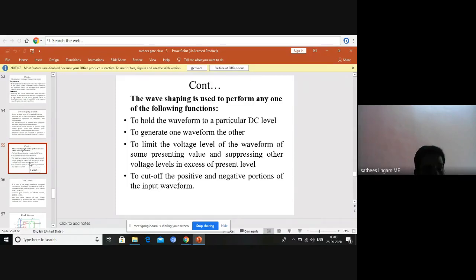Then clipper: some portion of the waveform is getting clipped. That's the reason we say it limits the voltage levels of the waveform to some preset value and suppresses other values. Suppressing other values comes under the category of clipper, to cut off the positive and negative portion of the input waveform.